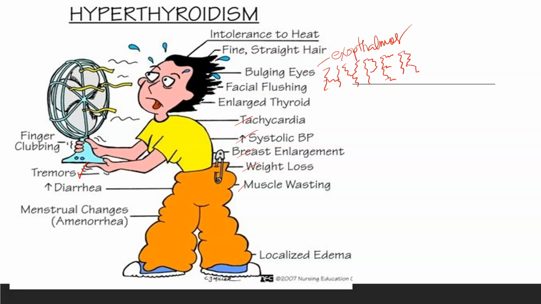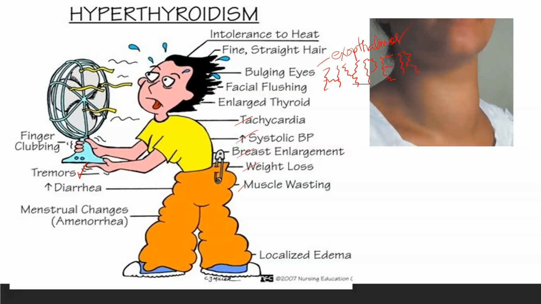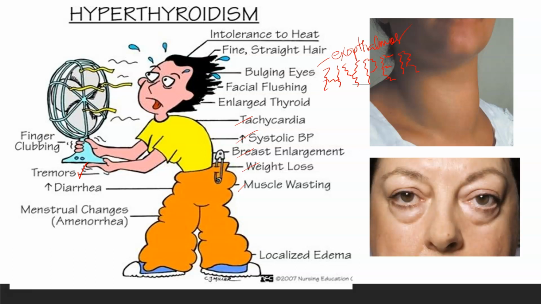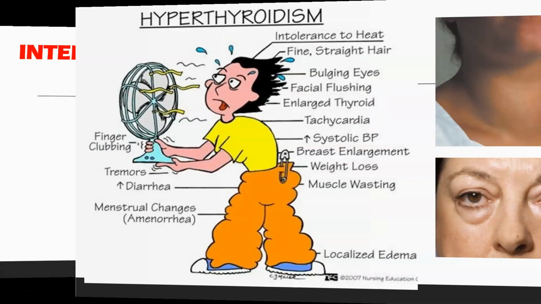Okay, that is your hyperthyroidism manifestations. That is your goiter, and this is your exophthalmos. These are very common manifestations. One look at that, you know that the client is suffering from hyperthyroidism. Okay, that is the manifestation.